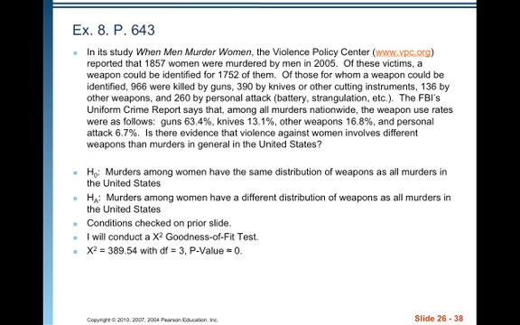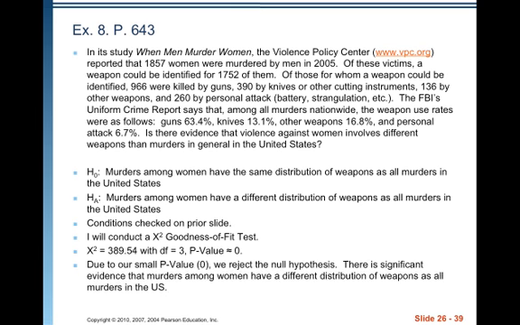So we get a chi-square test statistic of 389.54. We have 3 degrees of freedom because we have 4 categories, so 4 minus 1 is 3. And then our p-value is approximately 0. So we're very surprised. Due to our small p-value, 0, we reject the null hypothesis. We have surprising counts given the model that we were given. There is significant evidence that murders among women have a different distribution of weapons as all murders in the U.S. So we say there's significant evidence, and then we just restate our alternative.